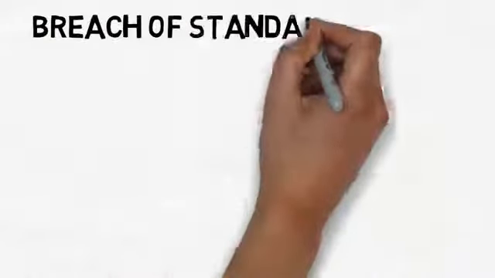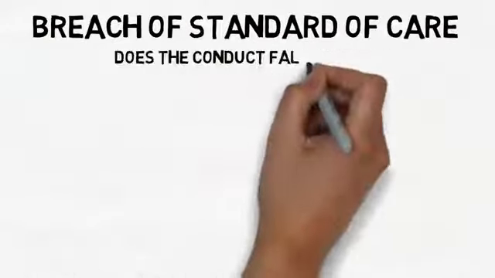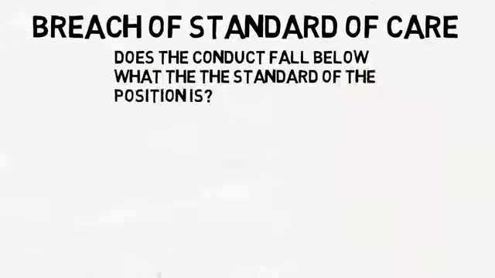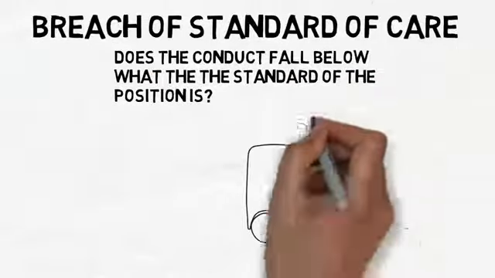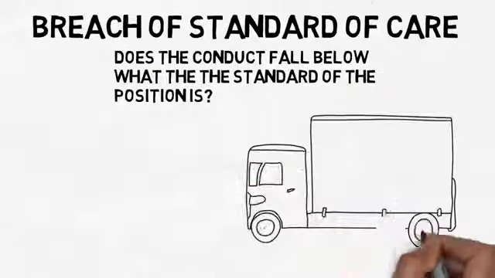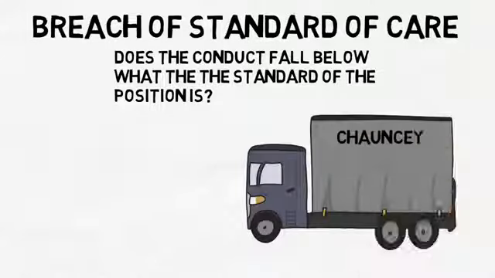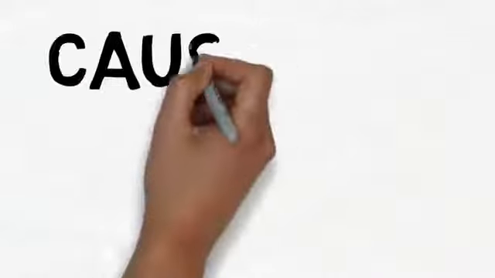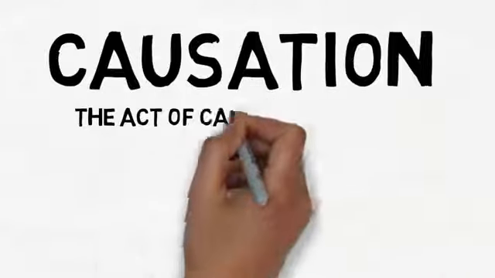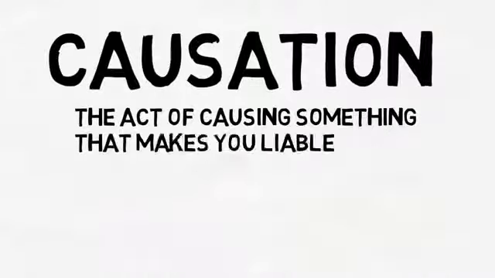Next, we'll look at breach of standard of care. Does the conduct fall below the standard of the position? An example that we looked at in class is how a truck driver named Chauncey was below the normal standard because he wandered to the side of the road. Next, causation. The act of causing something that makes you liable.